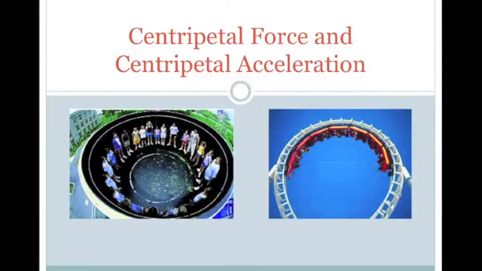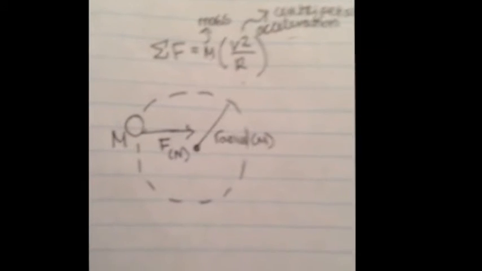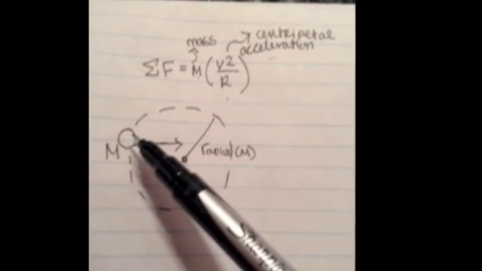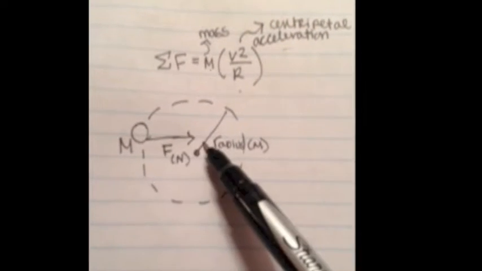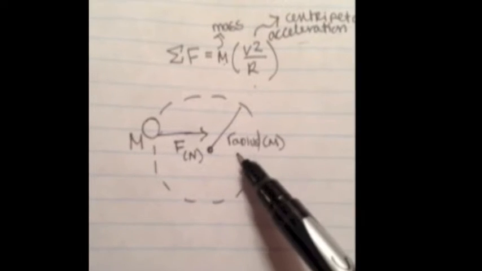Both centripetal force and centripetal acceleration are applicable to any object traveling in a circular path. In other words, you can always use this if something is traveling in a circle. Centripetal motion is the motion of a mass traveling in a circle, and centripetal force is the force making the mass travel in a circle.